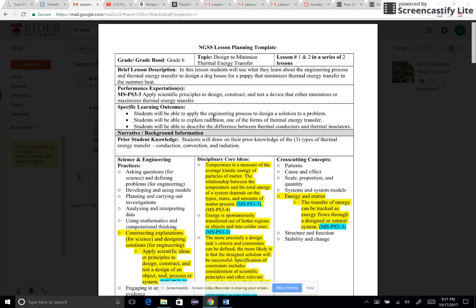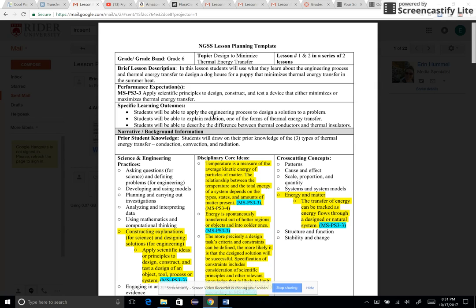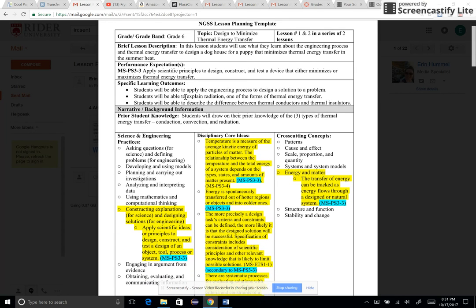And this uses performance expectation MS-PS3-3, which is to apply scientific principles to design, construct, and test a device that either minimizes or maximizes thermal energy transfer. The three specific learning outcomes of this lesson are: students will be able to apply the engineering process to design a solution to a problem.